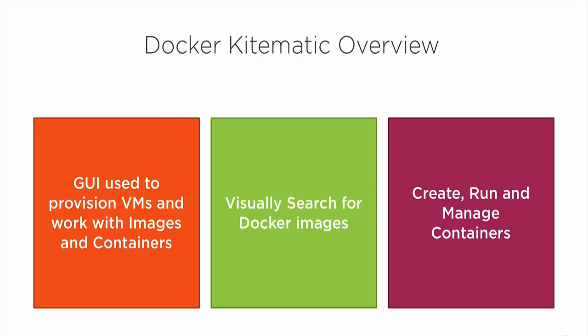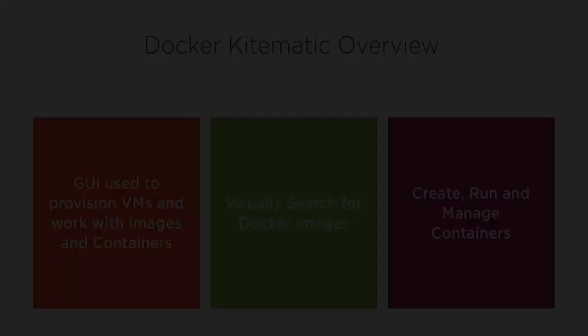Now this includes visually searching up on something called Docker Hub, which I'll show you in a moment, for Docker images that other people have already published. And then once you find an image, you can bring it down to your local machine and actually create, run, and then manage containers based on those different images. So let's take a look at an example of what this Kitematic tool looks like.